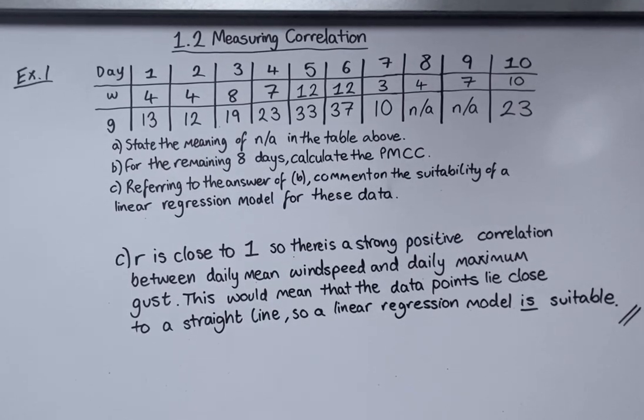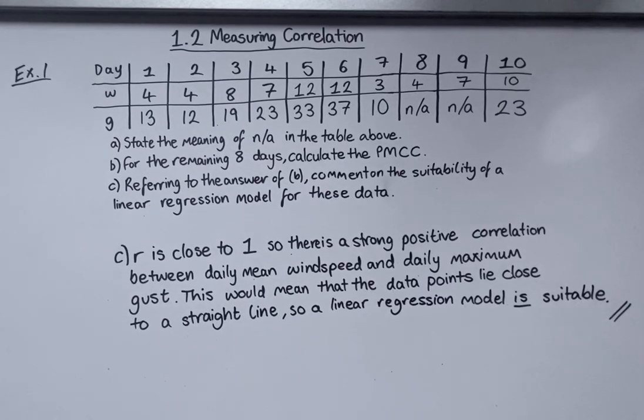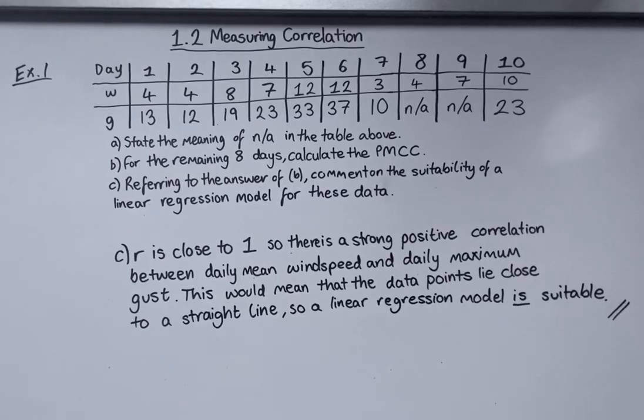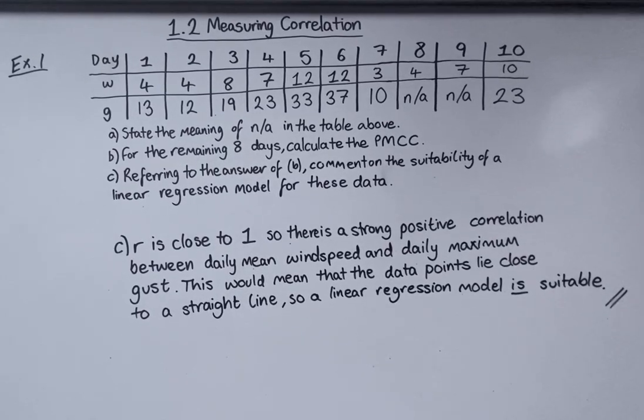And then for Part C, we can say that R is close to 1, so there is a strong positive correlation between the daily mean wind speed and the daily maximum gust. This would then mean that the data points would lie close to a straight line, so a linear regression model is suitable. And that's about it.